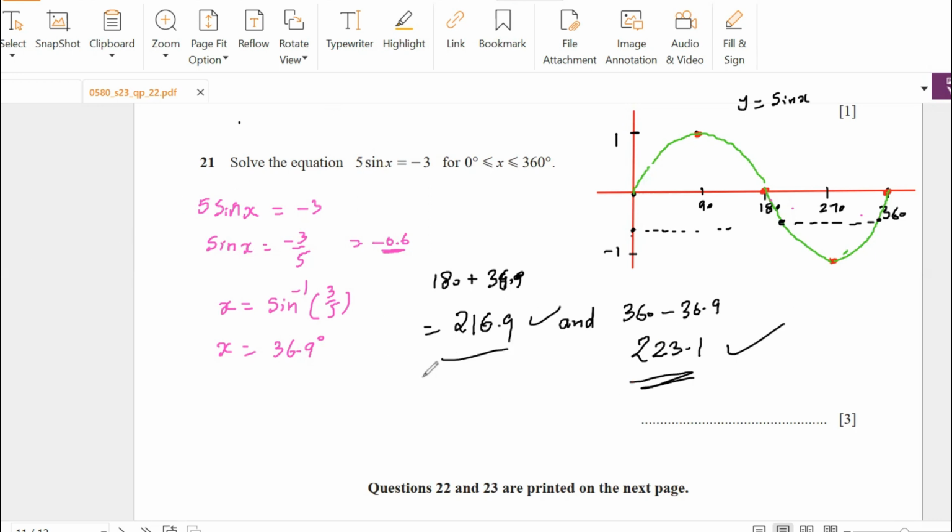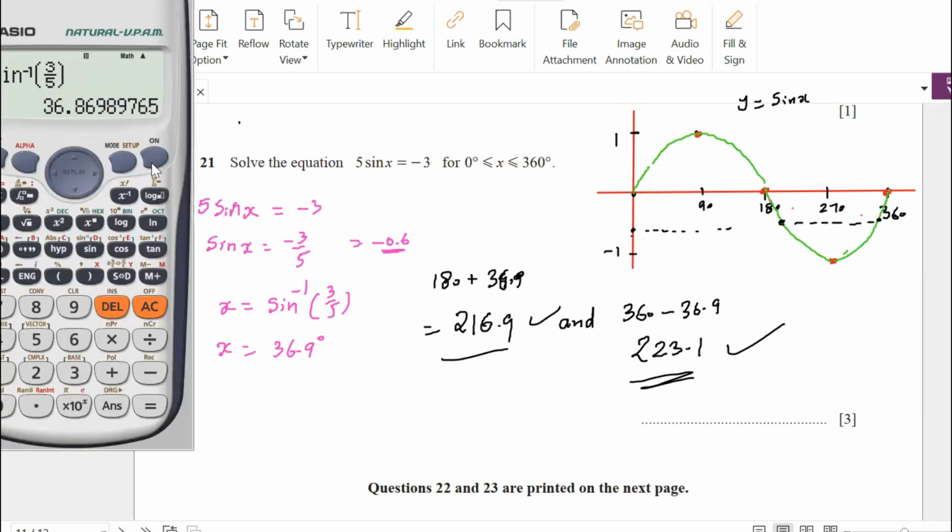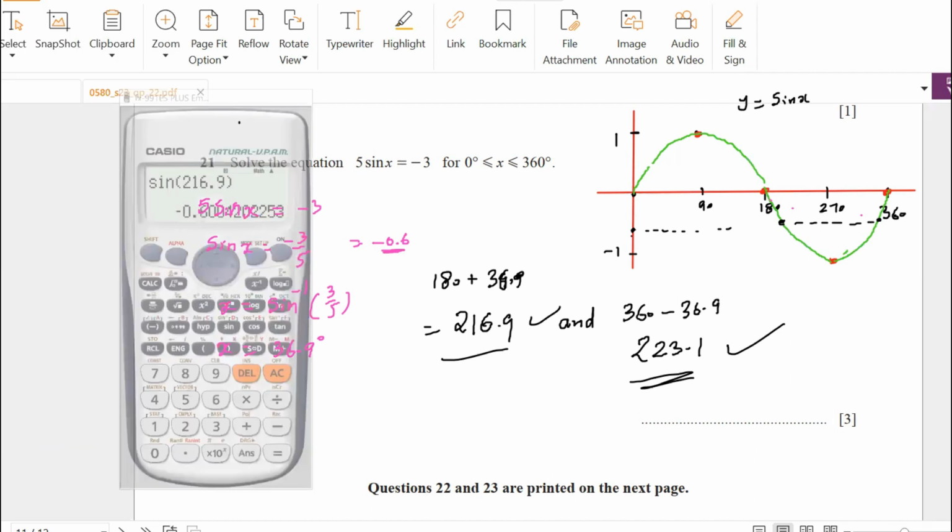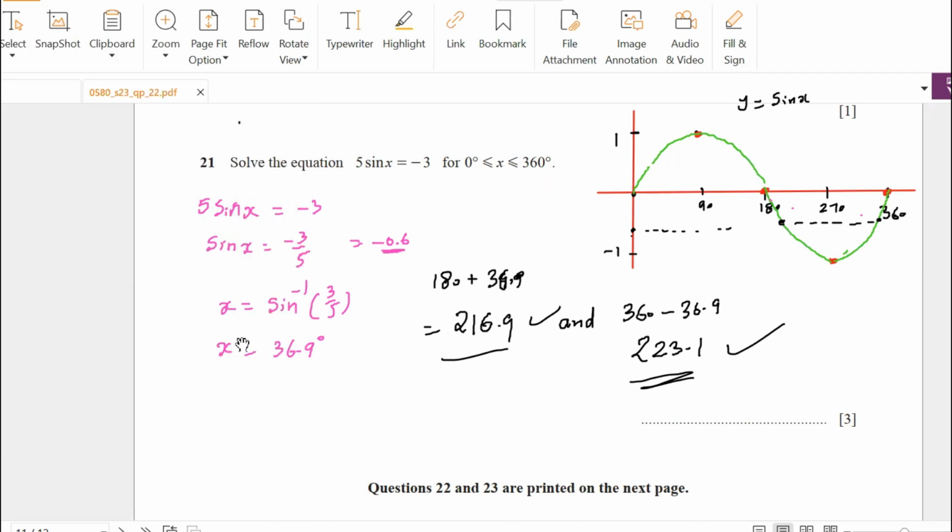We can check also. For example, if you want to check here, you straight away put sine, bracket open, 216.9, and you will see your answer is equal to minus 0.6. So it makes sense, we have the correct answer. I hope it is clear. Now let's check what is next.